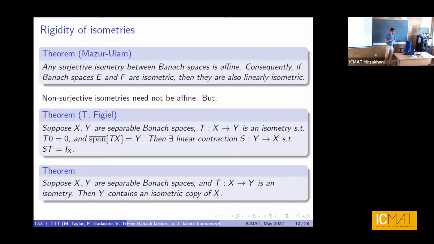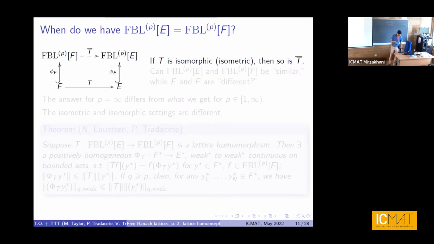but also there will be a difference between the case of p being equal to infinity and p finite. So let me just say a few words about when we can have a lattice isomorphism between those two free Banach lattices built on E and F. So this is the diagram. Once again, I'm plagiarizing from myself. You must have seen it on my slides yesterday.